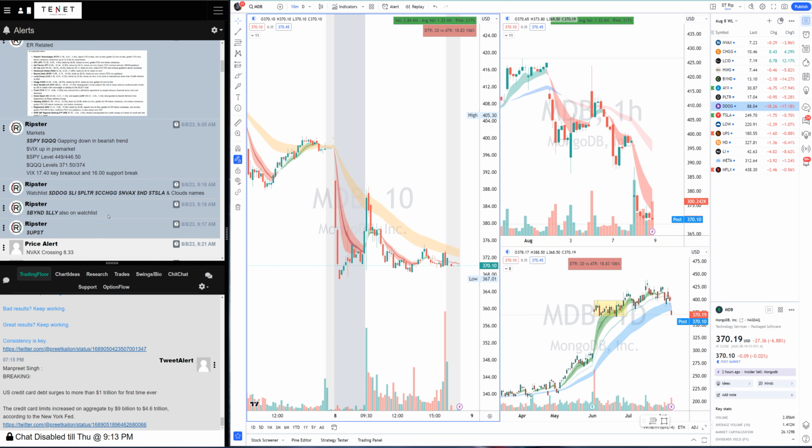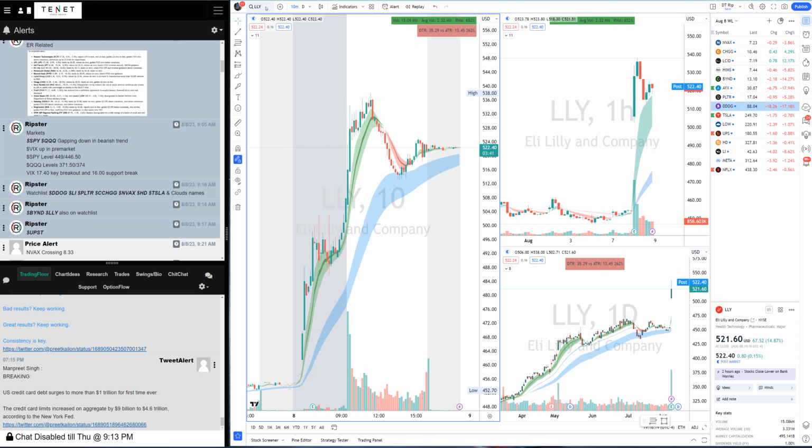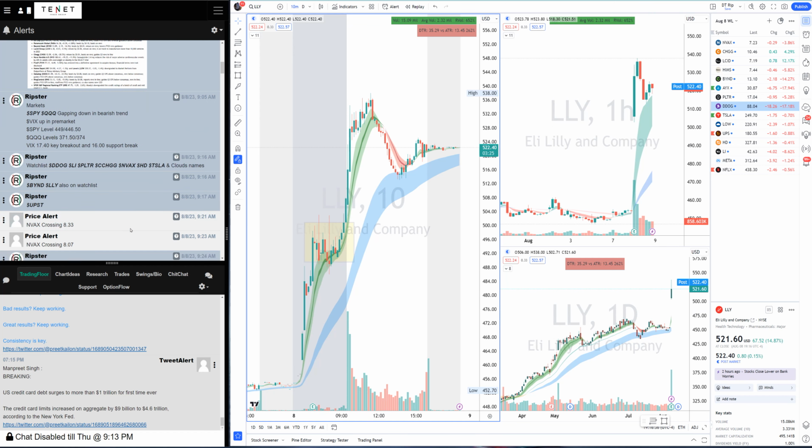Anyways, so Beyond and Lilly were on the watch list. UPST I was also watching for the continuation, the fade. So Lilly, I talked about the wall that this was today's A1 setup. It's the same setup, guys. If you watch my videos religiously, this was the same setup as before, as CAT. All-time highs, no resistance, 10 a.m. push, right? I'll show you how we traded it.